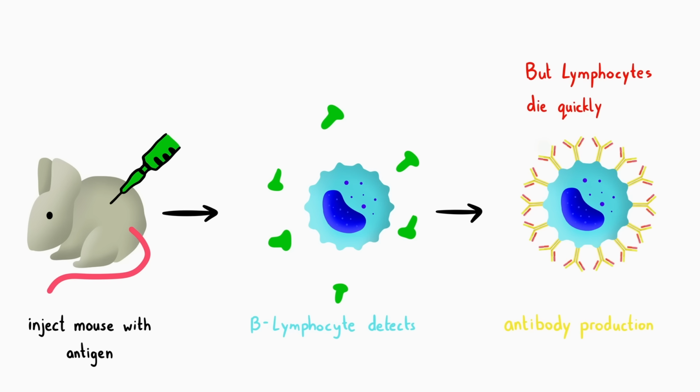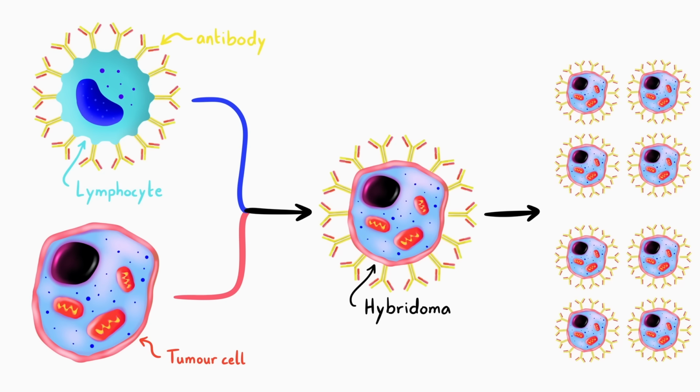This presented a significant challenge when scientists first attempted to produce antibodies artificially. The breakthrough came when researchers discovered they could fuse these antibody producing lymphocytes with tumor cells to create what's called a hybridoma cell. This hybrid cell inherits two crucial characteristics: the ability to produce a specific antibody from the lymphocyte and the ability to multiply rapidly and indefinitely from the tumor cell.